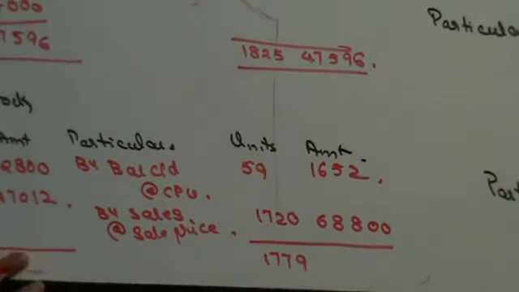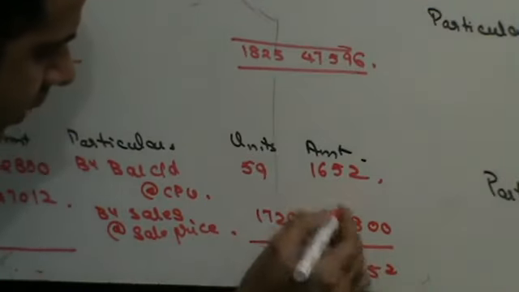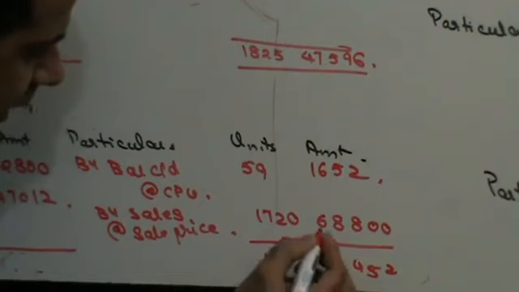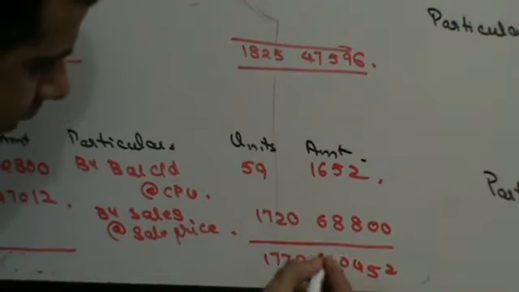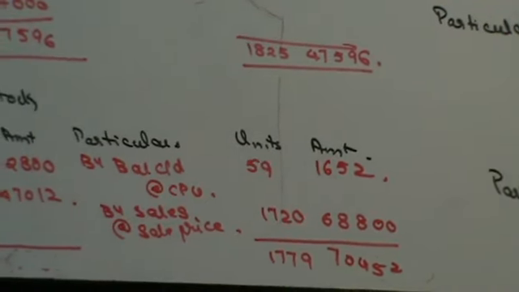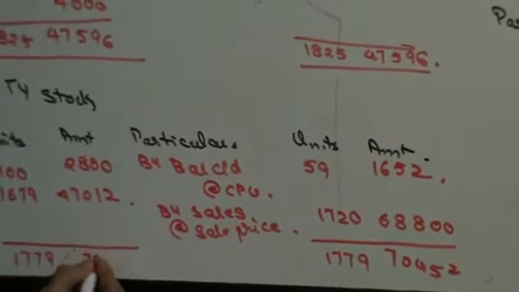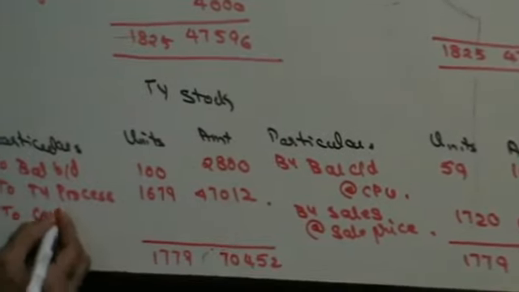So you will have to write this as 2, 5, 8, 9, 10, 14, carry over 1, 8, 9, 10, 7. Someone just check this. 68,800 plus 1652 is 70,452. So this is going to be 70,452. Right? The difference is to be written as to costing P&L.